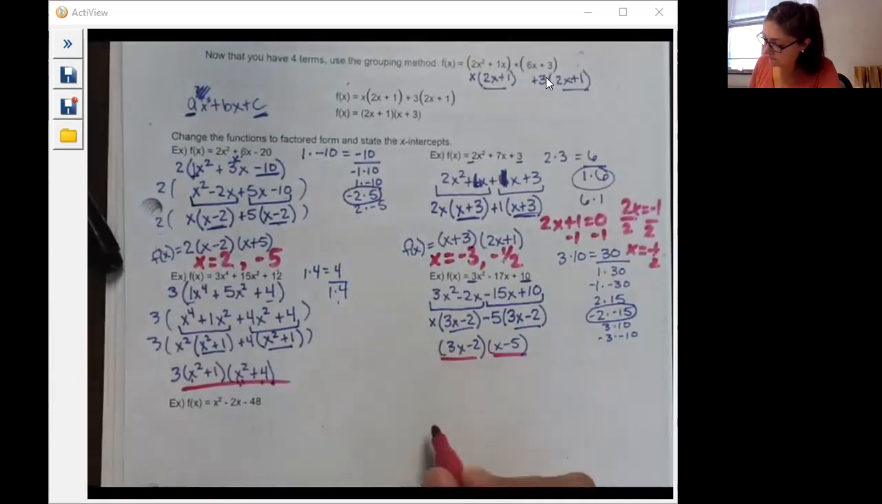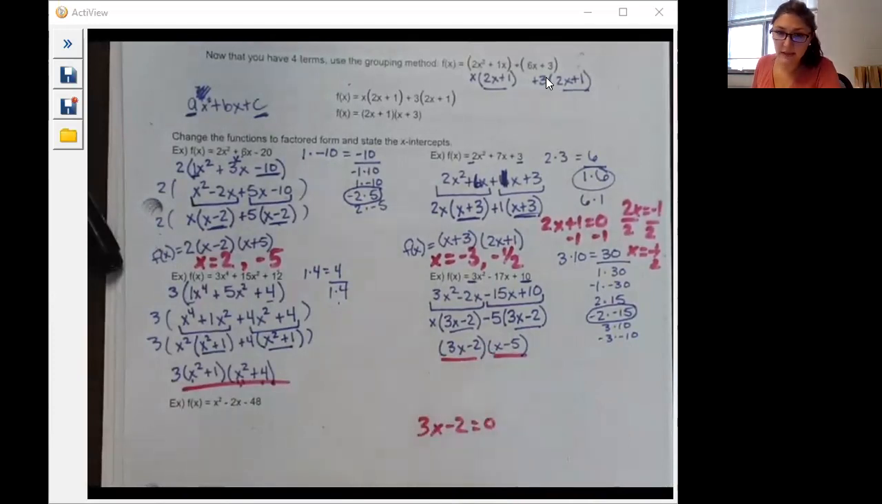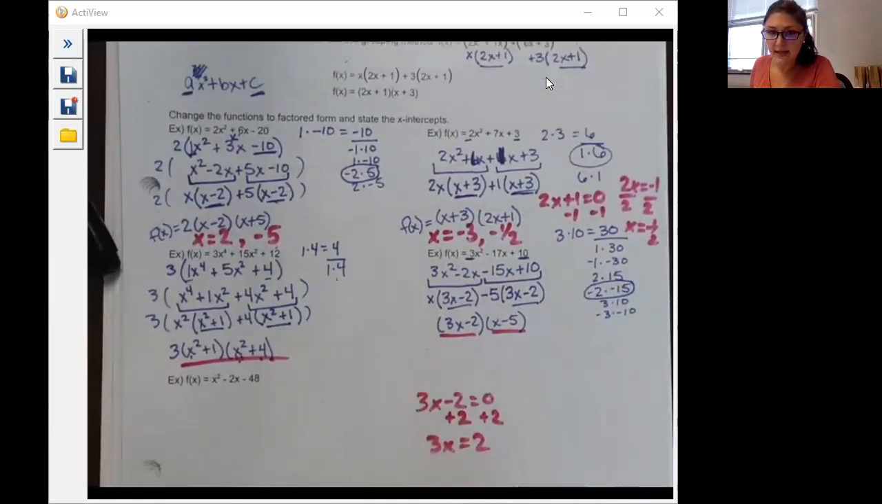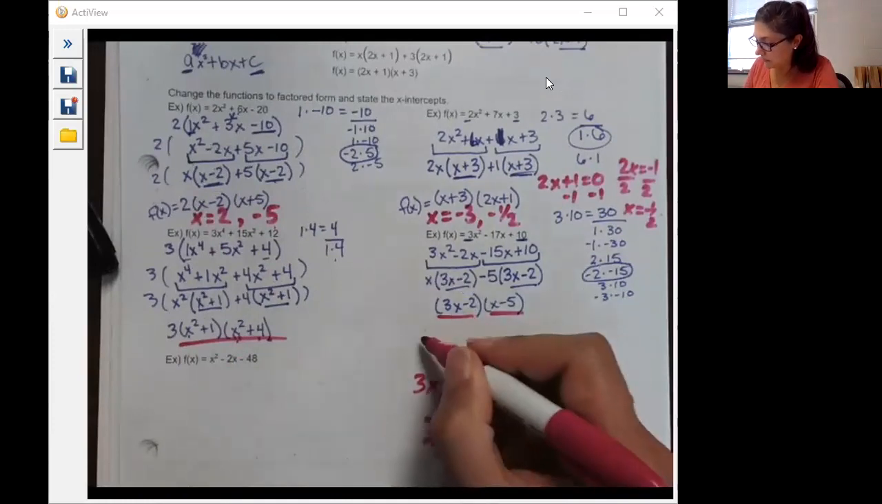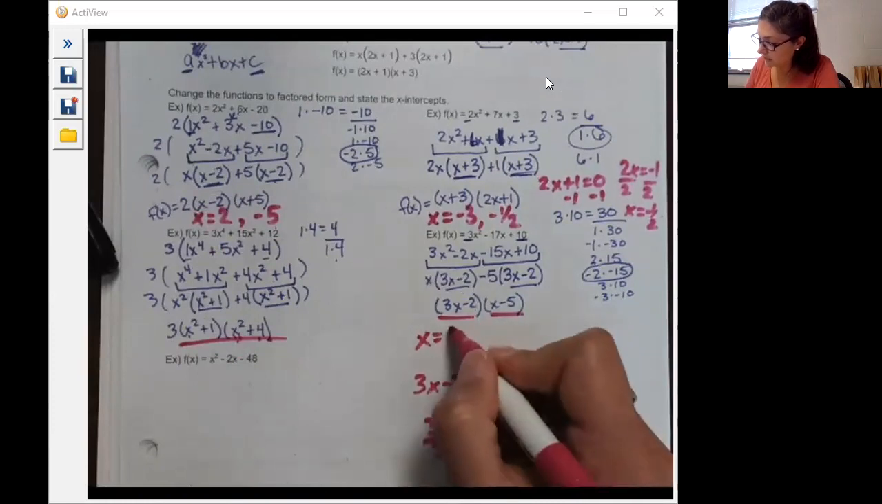For that first factor, again, I'm going to want to set that equal to 0 and solve for x. So add 2 to both sides. It gives me 3x equals 2. And then divide both sides by 3 to get x by itself. So we would have an x-intercept at 2/3.